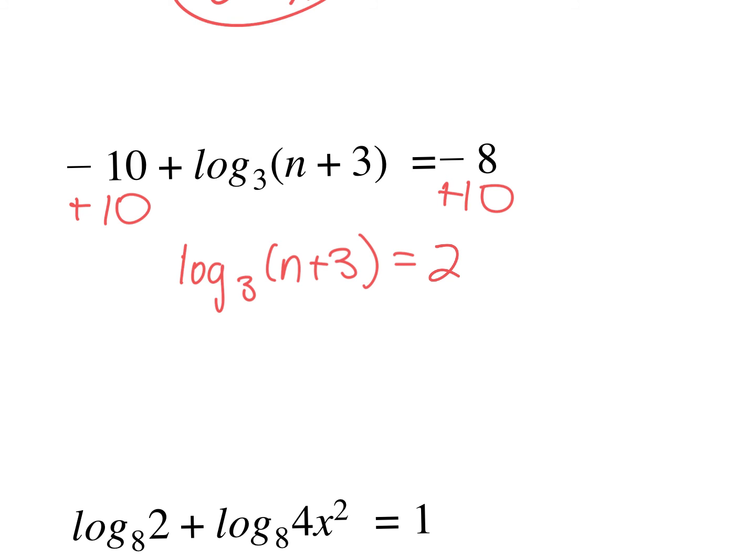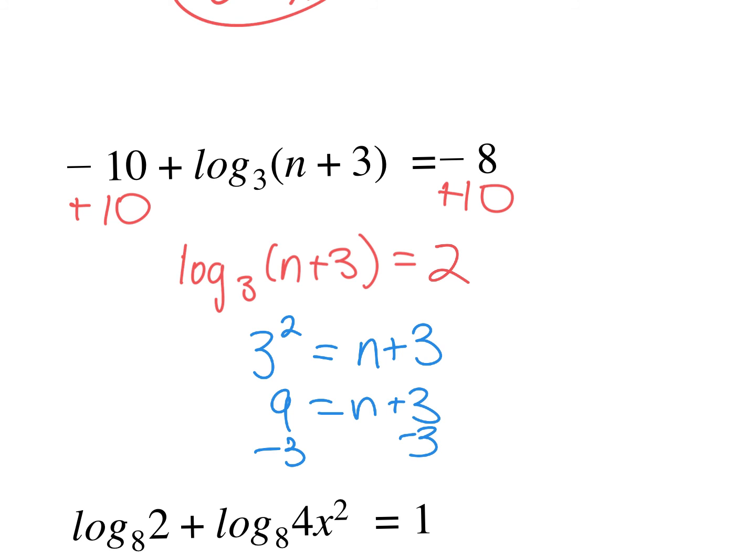All right, so I want you to take it from there. I want you to go ahead and set that up. All right, here we go. How do I set this up? 3 squared equals n plus 3. What is 3 squared? 9. Okay, and the answer is, how many of us got 6? Good. If you didn't, write it down, okay? Any questions on that?